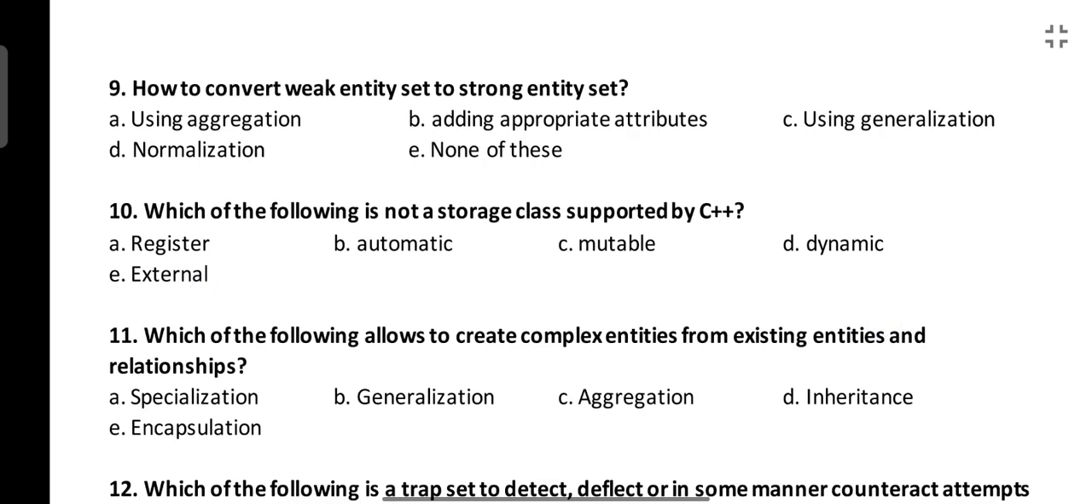Next is how to convert a weak entity set to a strong entity set. What is a weak entity set? The entity which doesn't have any prime attributes or any primary key. So how can we convert it to a strong entity? Simply we have to add attributes or add primary keys. So the answer will be adding appropriate attributes.